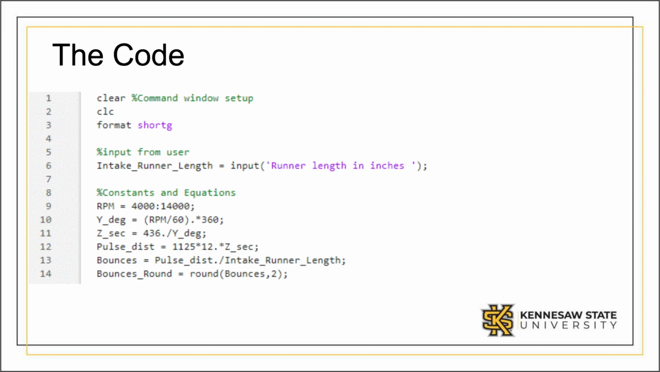And then our constants are our RPM from 4,000 to 14,000, our Y degree, which is dependent upon our RPM, the Z seconds, which is dependent on our Y degree, and then our pulse distance, which is dependent on our Z seconds. And our bounces are equal to our pulse distance divided by our intake runner length, and then the bounces are rounded.